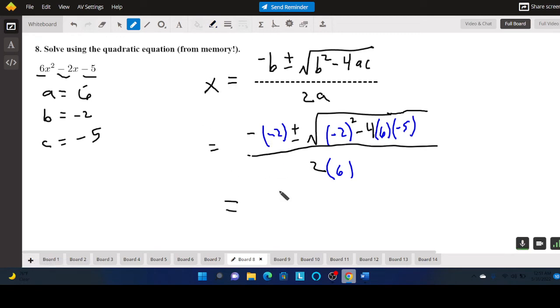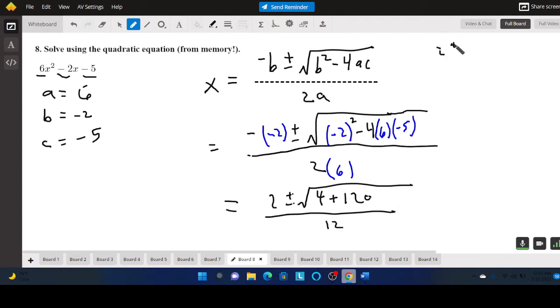Order of operations, 2 plus or minus the square root of 4. A lot of students will make this be a negative 4. That's always going to be a positive value. This turns into plus 120 divided by 12. Okay, 2 plus or minus square root of 124 over 12.